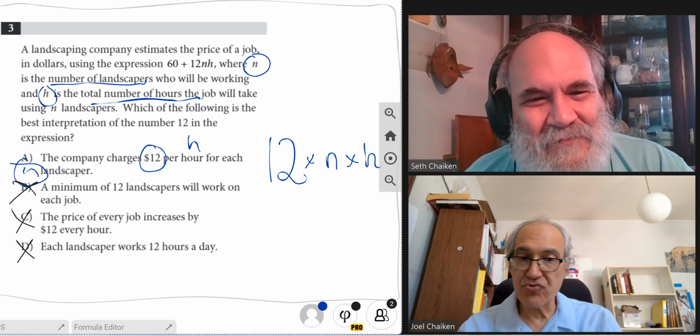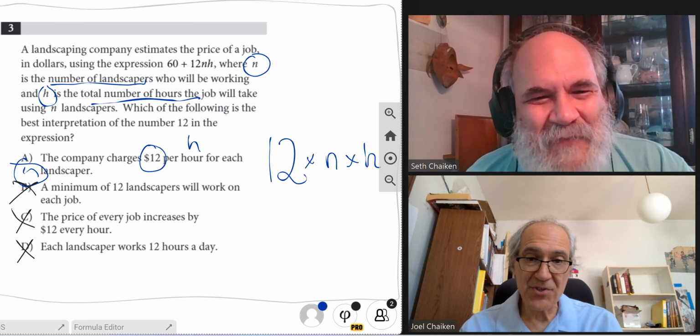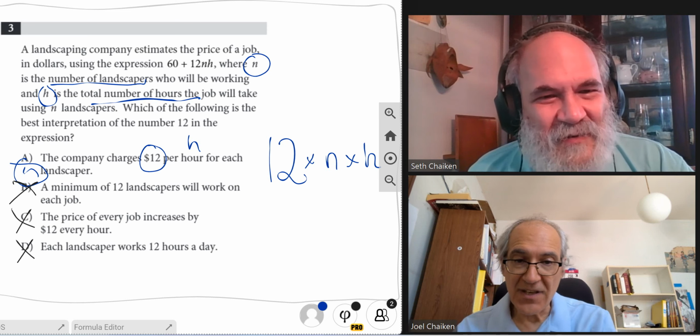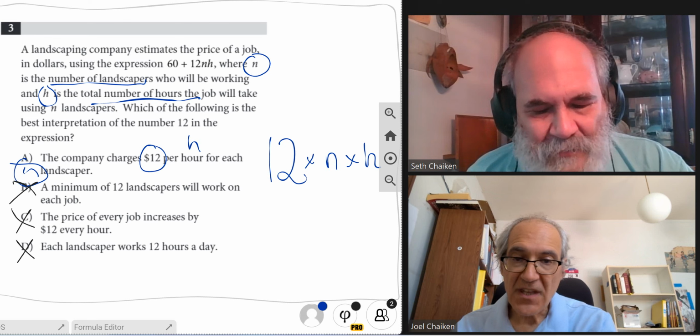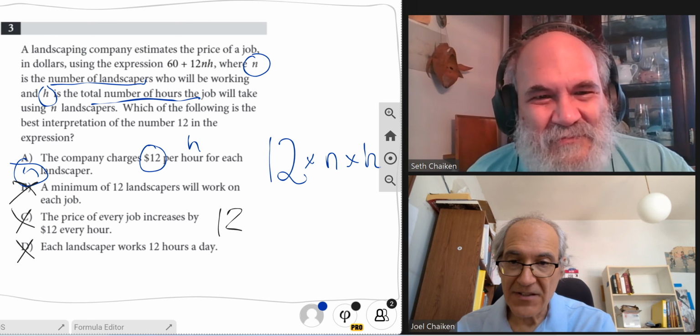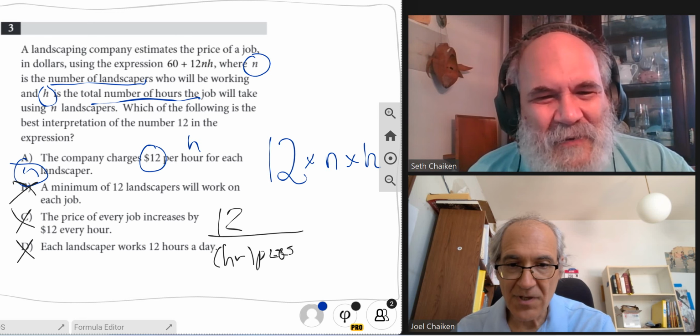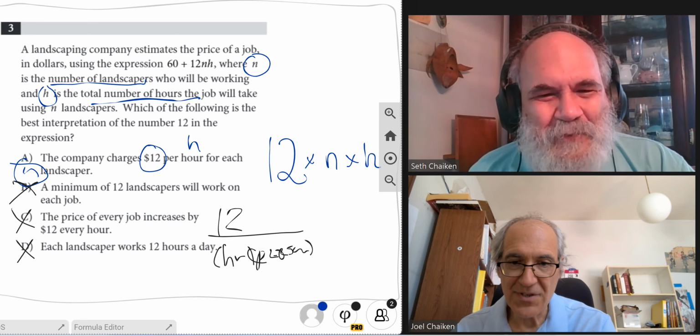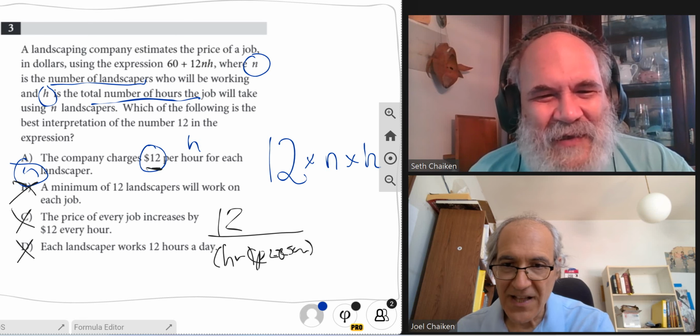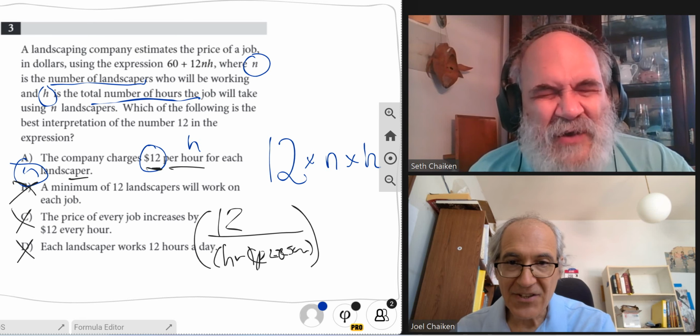Unit analysis is incredibly helpful. You must have seen this in chemistry, but in algebra, it's really cool how it works. Let's say the $12 is per hour. If we put the units in, it's $12 per hour per person. I'm sorry, it's messy. This $12 is $12 per hour for each landscaper. And then you have N.